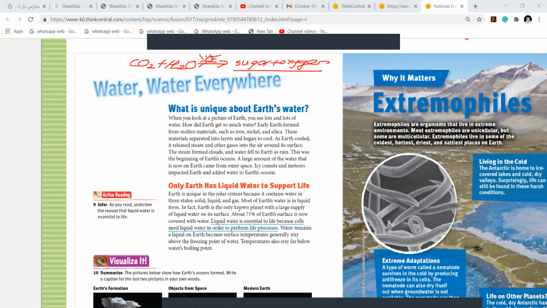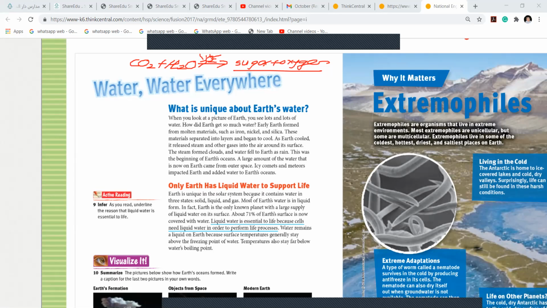Do you know that only the planet Earth has liquid water to support life? Do you know about this? Only Earth has water to support life. No other planets. Yes. Earth is unique in the solar system because it contains water in three states: solid, liquid, and gas. Most of the Earth's water is in liquid form. In fact, Earth is the only planet with a large supply of water. I told you about 71% of Earth is actually water.